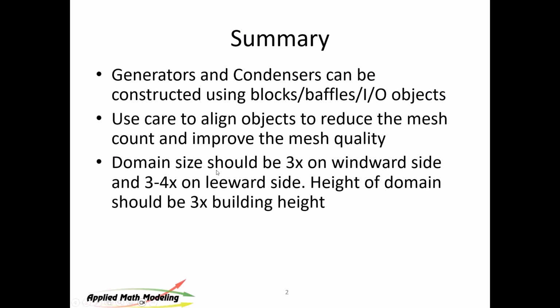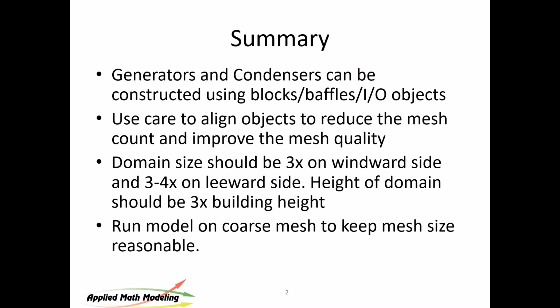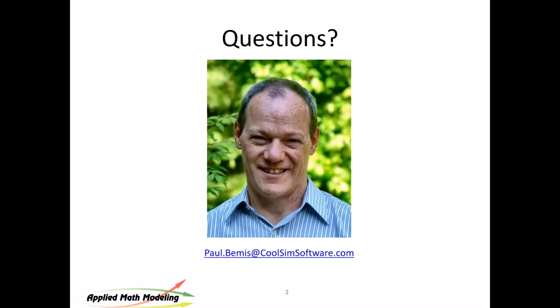The domain size should be about 3 times on the windward side, 3 to 4 on the leeward side. The height of the domain should be about 3 times the building. Run them on coarse. We've got enough mesh. The coarse mesh setting on CoolSim is the most robust. That's the one we've spent the most time on in terms of optimizing it, and it will give you the best output. Runtimes on these jobs tend to be 2 to 3 hours for a job.